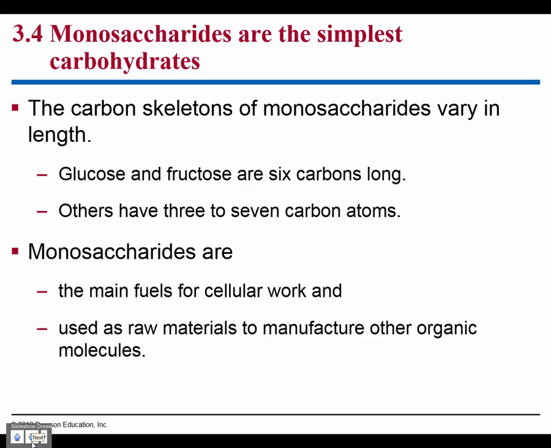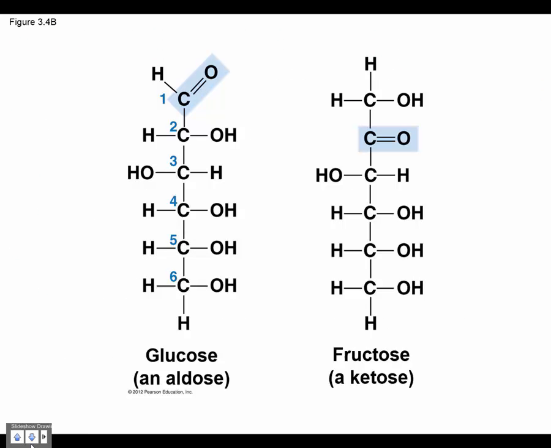So when we're dealing with monosaccharides, the carbon skeletons can vary in length. Glucose is 6 carbons long. Others are 3 to 7 carbons. And so the monosaccharides, those are our fuel. That's what we use for energy. It's what we use to do work. And we also use that as the raw material to make other organic compounds.